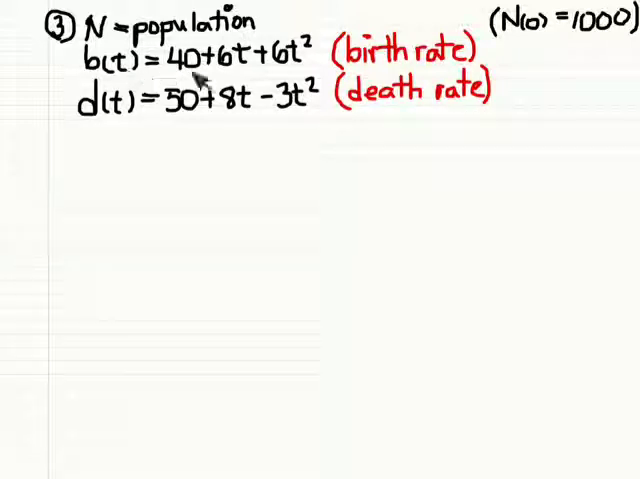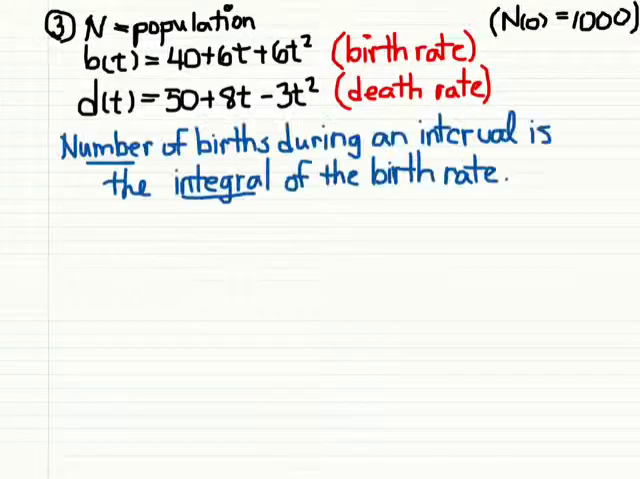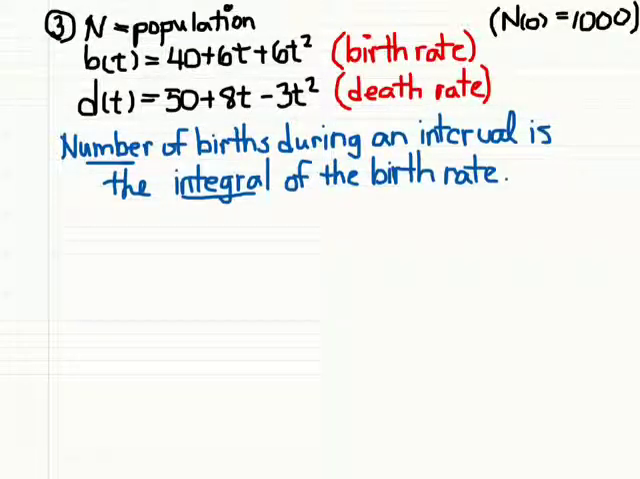Our birth rate is given by a formula 40 plus 6t plus 6t squared, and the death rate is given by 50 plus 8t minus 3t squared. It's important to remember that these rates give how fast births and deaths are happening, but they don't actually give the number of births and deaths. So in order to calculate the number of births, we need to do a definite integral of the birth rate.